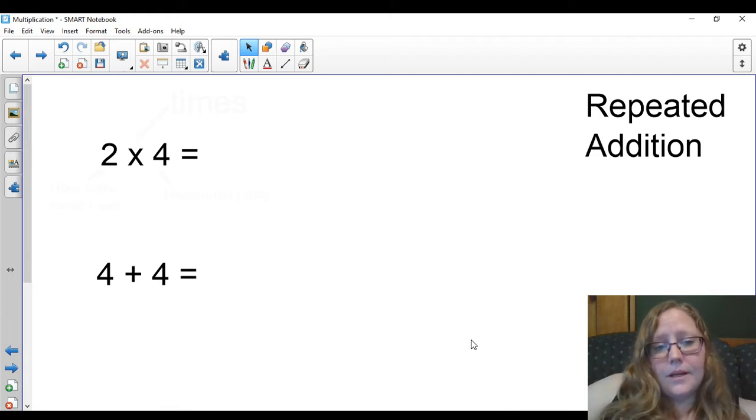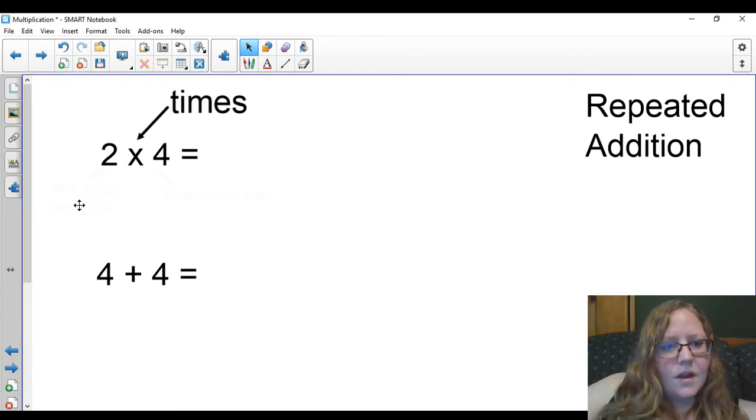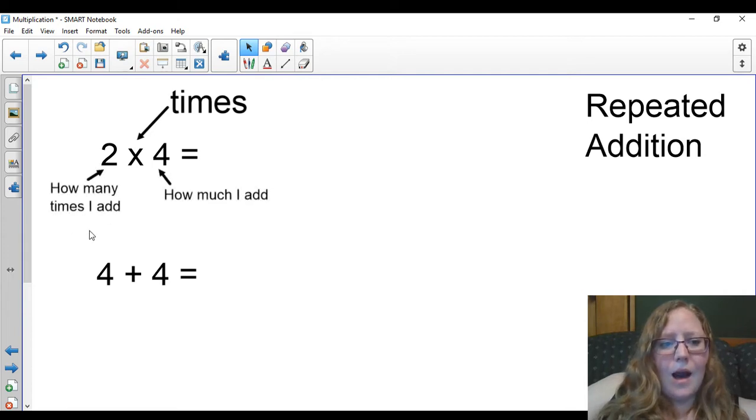Okay, so repeated addition for multiplication. Again, the symbol here means times. We could also say rows of or groups of, like we did for the other 2 strategies. The 2 for repeated addition is going to mean how many times you add. And the 4 is going to mean how much I add. So I'm adding 4 and I'm adding it 2 times because 2 is how many times I'm adding according to my multiplication sentence. So I've got 4 plus 4.